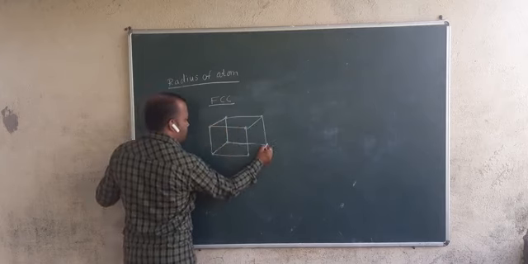4 upon 3 pi r cube into this is a cube. But you know a's value is 4r upon root 3. So the packing fraction will be 2 into 4 upon 3 into 3.14 into r cube, upon 4r upon root 3 cube.